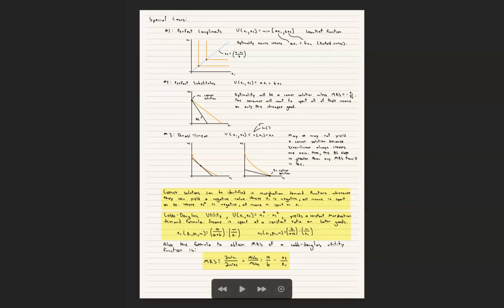Quasi-linear functions are a little bit harder than the above two. The above two are pretty much the easiest possible cases you might get. But when you have quasi-linear functions, it may or may not yield a corner solution because quasi-linear always crosses at least one axis. Here, the budget line slope is greater than any marginal rate of substitution from the utility function. So you see there, we have one case where there is not a corner solution, and then you do have a corner solution in this case. Corner solutions can be identified when you have problems like this. You can identify them almost immediately just by looking at your Marshallian demand function, and you can try to figure out wherever the Marshallian demand function might yield a negative value.